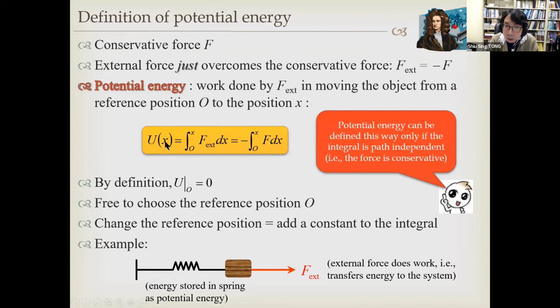Now, by definition, you can see that the potential energy at the reference position is 0, because if the final position is just the initial reference position, then if X is equal to O, you integrate from O to O, which is of course 0. You do not move the object. So you have 0 work done. So the potential energy at the reference position is 0.